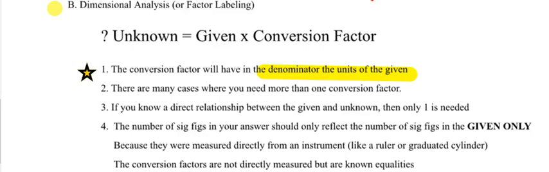All right. The conversion factors are not directly measured, but are known as equalities. They have an infinite number of sig figs. So you never ever look at the number of sig figs of the conversion factor because they're infinity. Only look at the ones of your given. Okay, so let's look at the example.